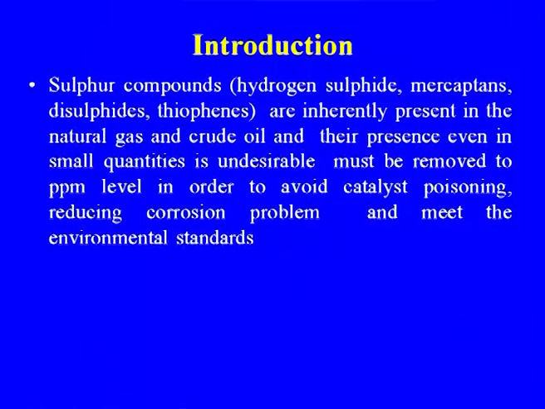Introduction: why we need desulphurisation or sulphur recovery, and why it has become important. Sulphur compounds, hydrogen sulphide, mercaptan, disulphide, thiophene are inherently present in natural gas and crude oil, and their presence even in a small quantity is undesirable. They must be removed to ppm level in order to avoid catalyst poisoning, reduce the corrosion problem and meet the environmental standards, because corrosion is also one of the severe problems due to the coming of high TAN crude oil and at the same time high sulphur crude oil.